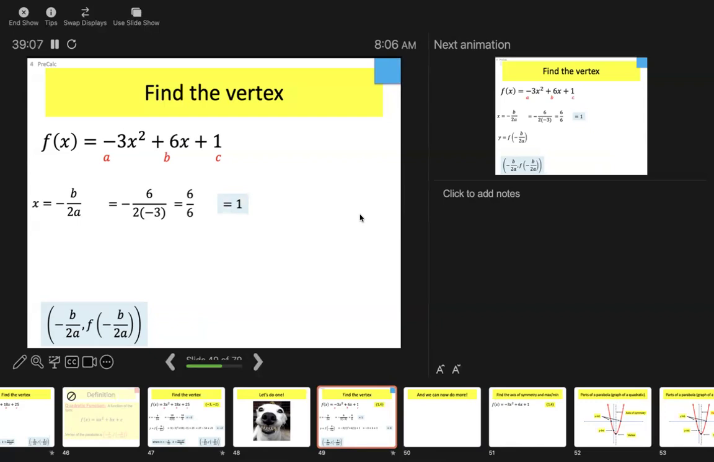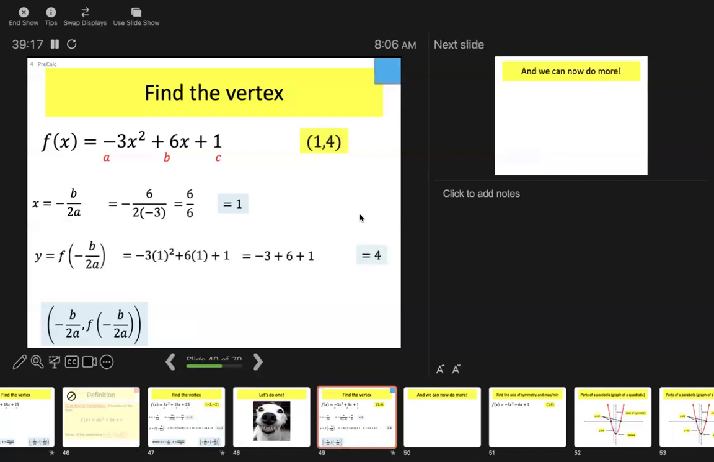-3 plus 6 plus 1. -3 plus 6 is 3, plus 1 is 4. That was quick. You just found the vertex that quick. No complete the square necessary. It does require you to remember the formula though, thank God.